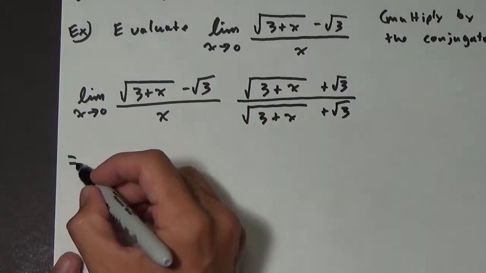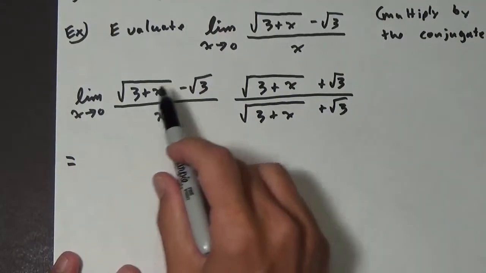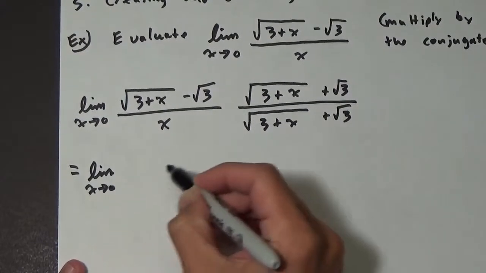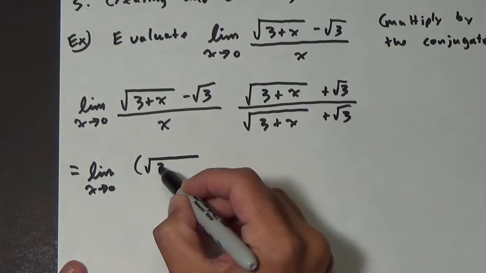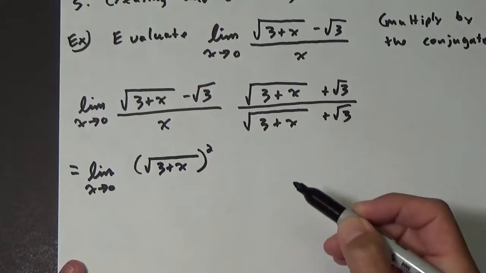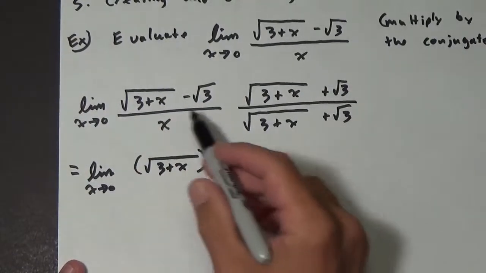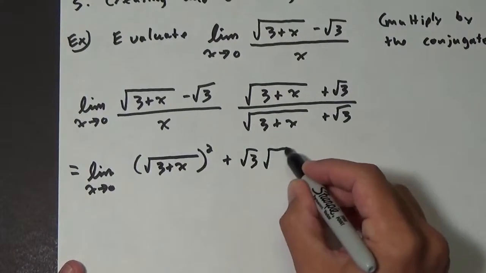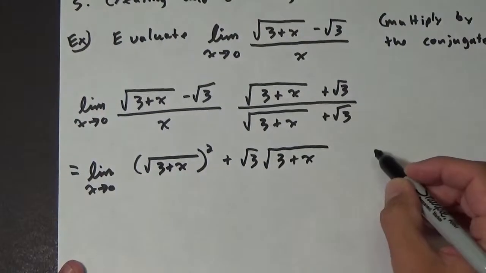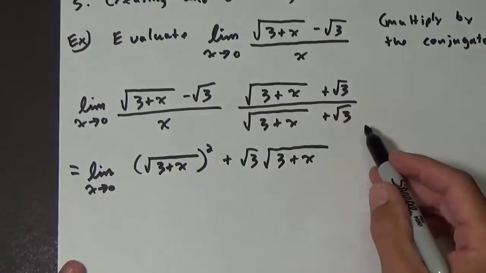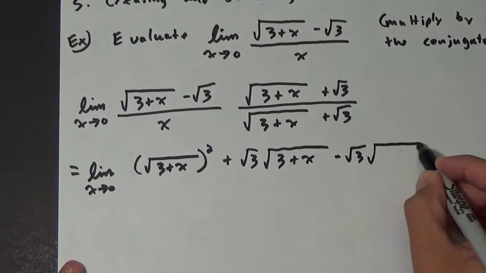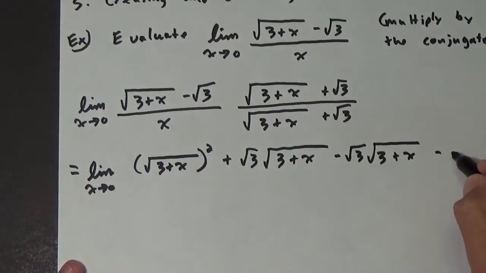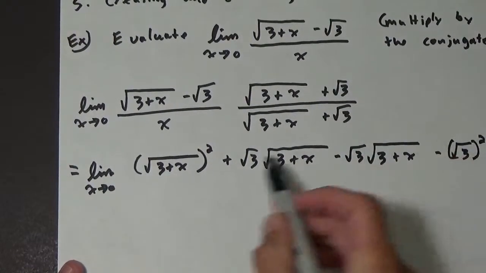Alright, so let's see what we end up with. I'll write the limit as x approaches 0. We have the square root of 3 plus x times the square root of 3 plus x, so we end up with the square root of 3 plus x squared. Then the square root of 3 plus x times the square root of 3, so plus the square root of 3 times the square root of 3 plus x. Then minus the square root of 3 times the square root of 3 plus x. And then a negative square root of 3 times a positive square root of 3 is a negative square root of 3 squared.